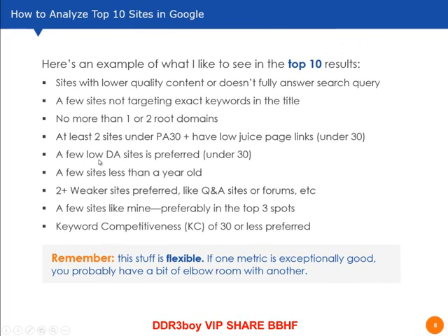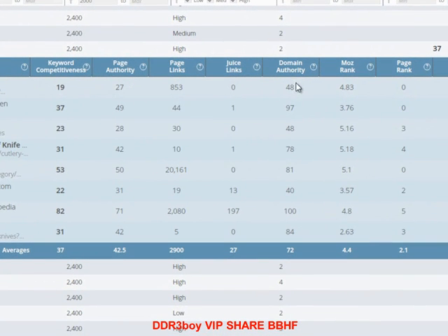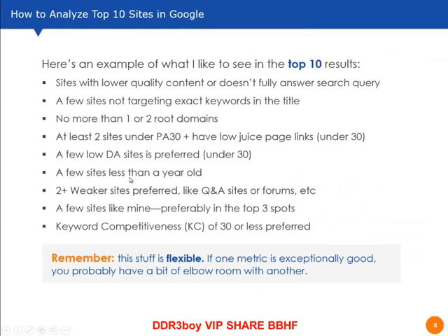A few low domain authority sites is preferred, so a few under 30. Let's take a look at that. I don't see a single site under 30 domain authority. That is a strike, definitely a big strike. All of these are very authoritative sites, and I'm not seeing any weak overall domains. That's a bad sign. Next, a few sites less than a year old.